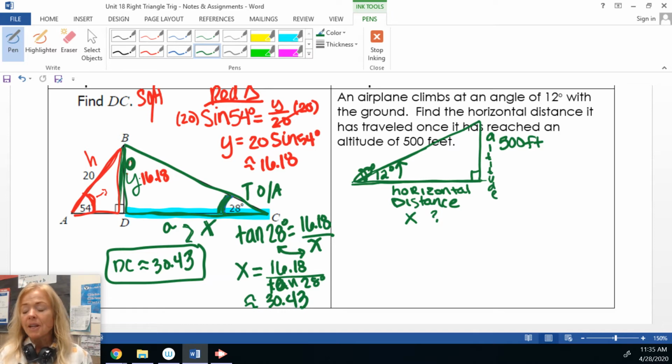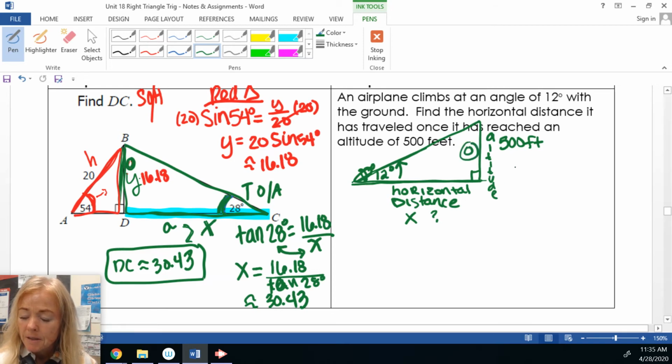And they have this all figured out at airports all around the world so that they know exactly what is necessary so that the airplanes don't crash into things. But 500 feet altitude, so what we have here is our opposite side. Right here is the altitude, and we have an adjacent side that is a horizontal distance. Again, what we're not using here is our hypotenuse. Now, this is very typical.